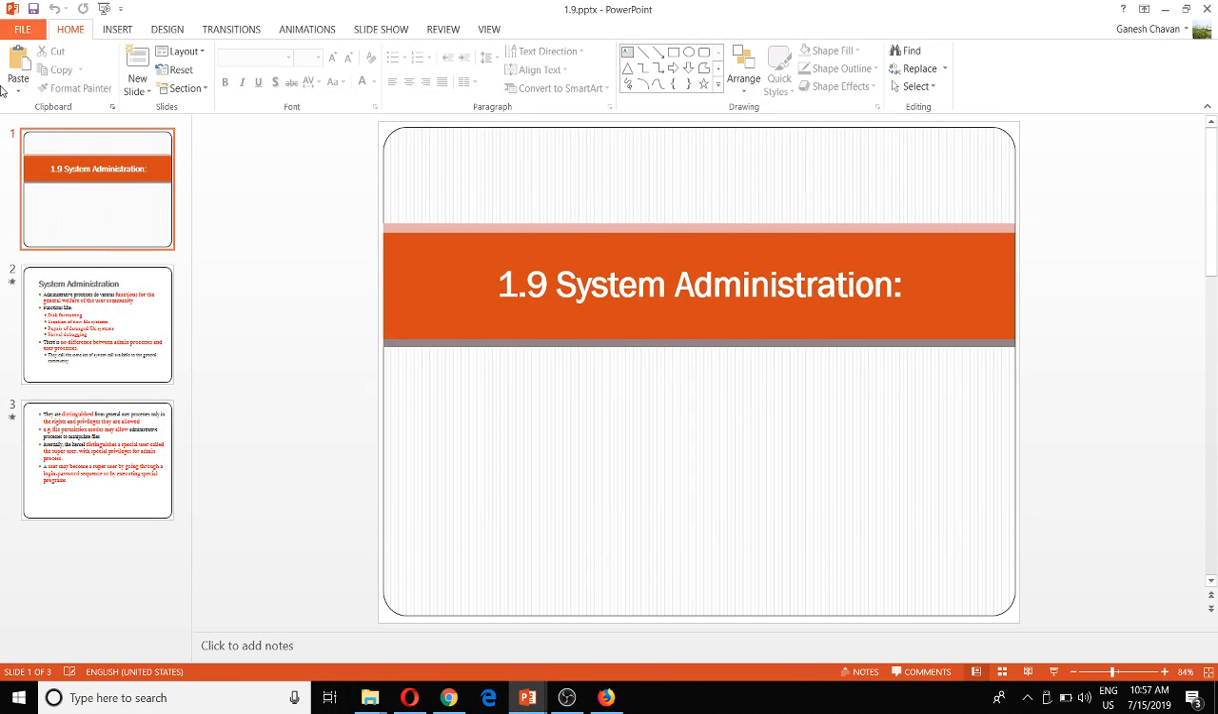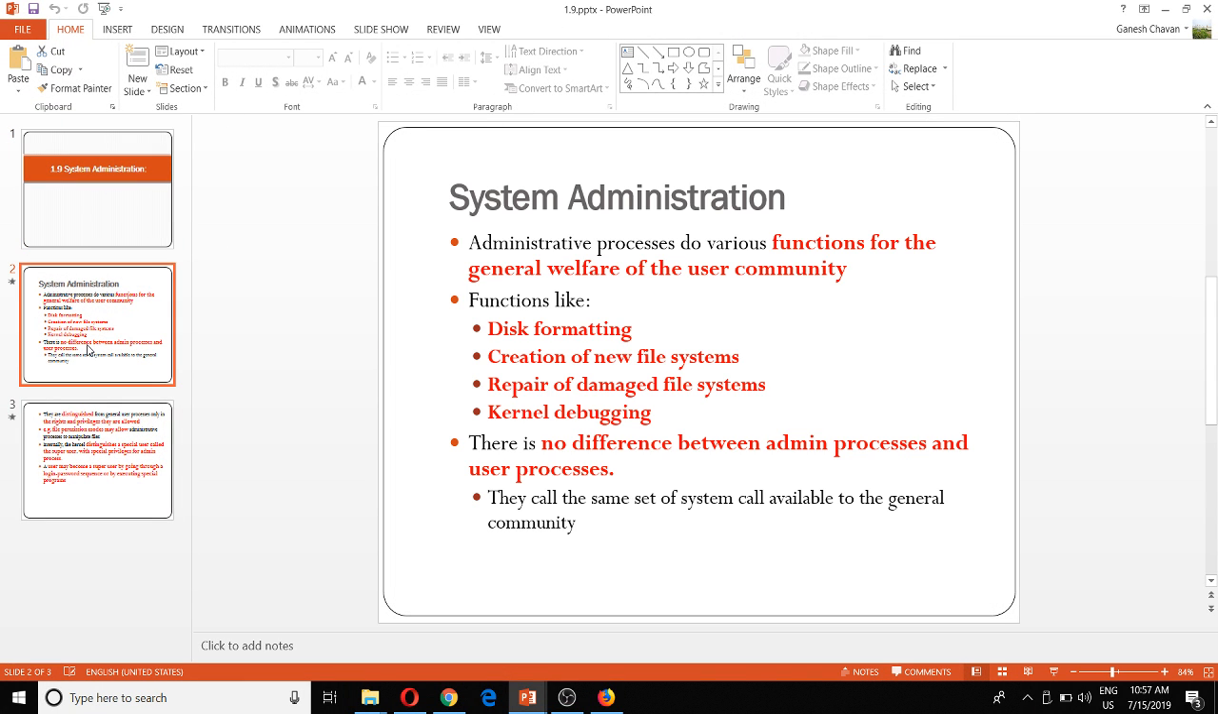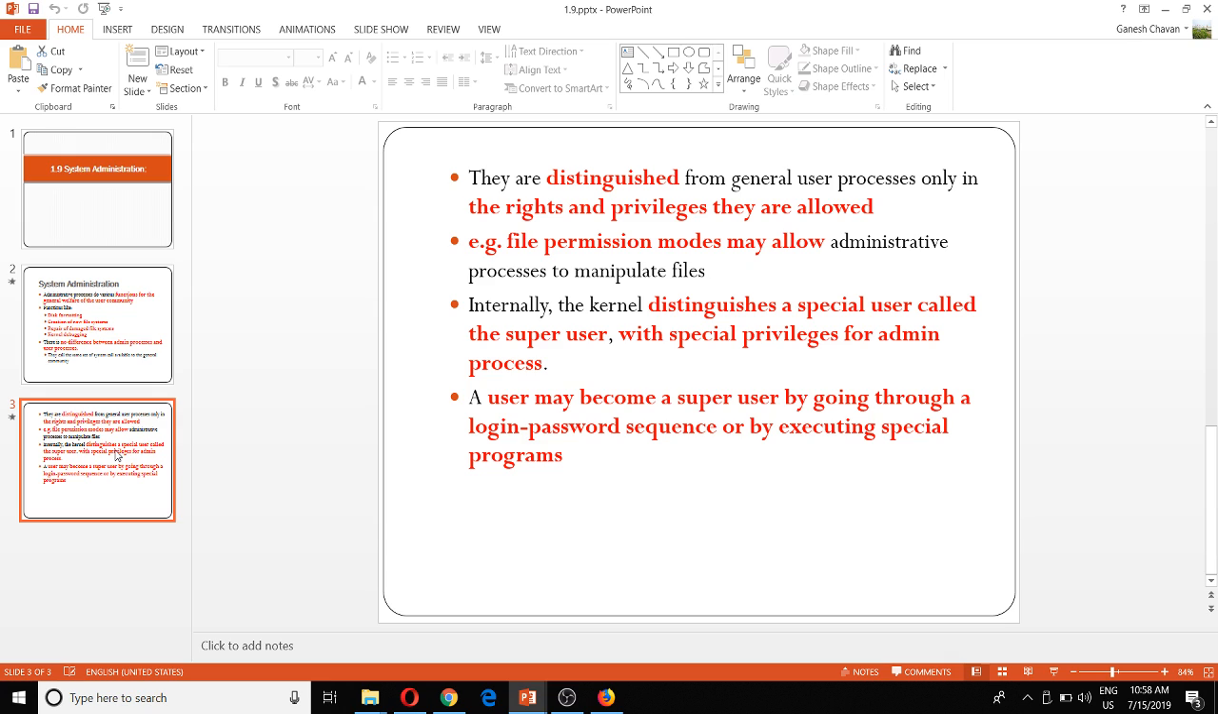Now, we'll end the chapter with the help of system administration concepts. Administrative processes do various functions for the general welfare of the user community, functions like disk formatting, creation of new file systems, repair of damaged file systems, and kernel debugging. There is no difference between admin processes and user processes. They call the same set of system calls available to the general community. They are distinguished from general user processes only in the rights and privileges they are allowed. For example, file permission modes may allow administrative processes to manipulate files.